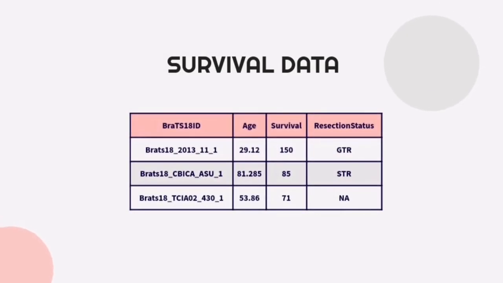As you saw earlier, survival data contains age, survival days, and resection status. Resection status contains GTR, STR, or NA. GTR means gross total resection, which means the removal of all tumors. STR means the resection where a part of the tumor is left, and NA means not defined.